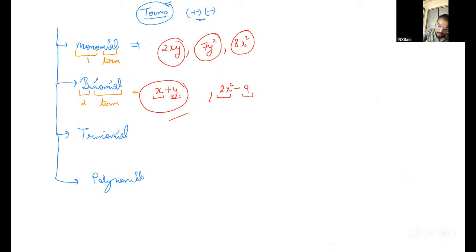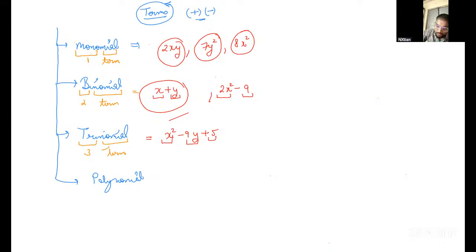Trinomial: tri means three, mial means term. If it has three terms, then it is called a trinomial. So like x squared minus 9y plus 5. Okay, so this has three terms. How many terms are there? Three terms. One, two, and then three.